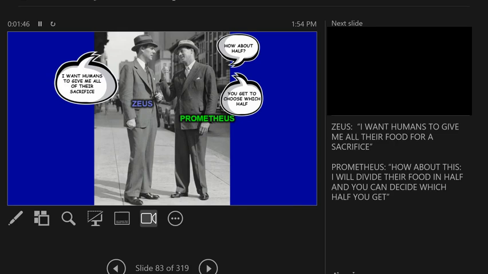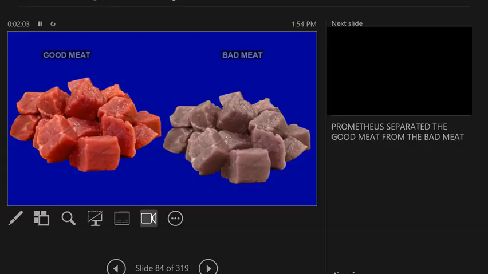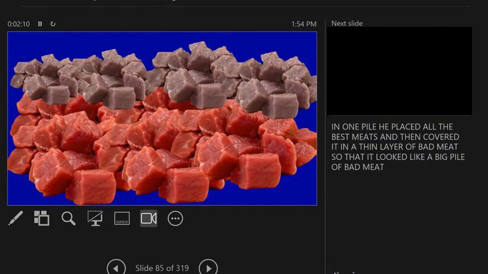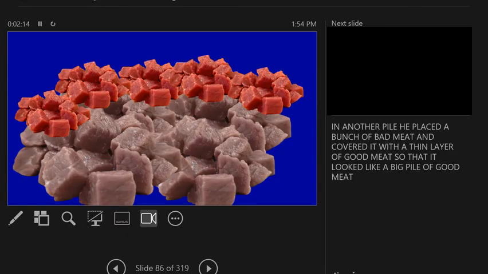And then Zeus gets jealous. He says, I want all humans to give me their sacrifice. And Prometheus is able to sweet talk Zeus into, hey, how about we just give you half? And Zeus agrees to that. So then Prometheus separates the good meat from the bad meat. He makes a lot of good meat and puts a little bit of bad meat on the top, so it looks like a pile of bad meat. Then he takes a lot of bad meat and puts a little bit of good meat on the top to make it look like a pile of good meat. And this is the pile that Zeus chooses.